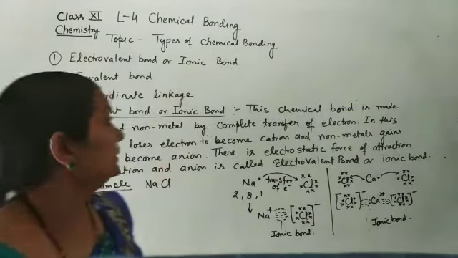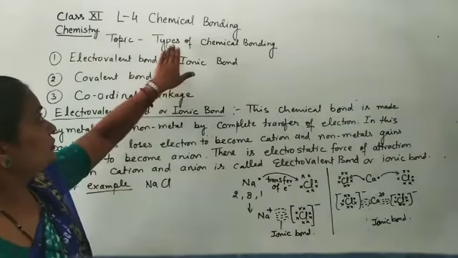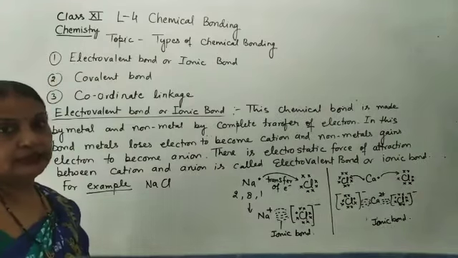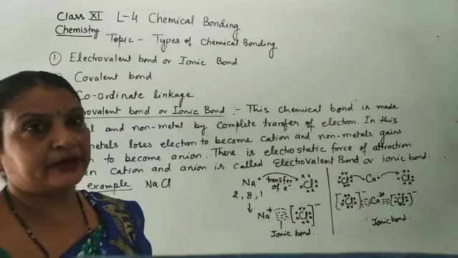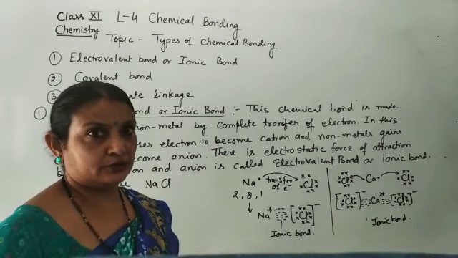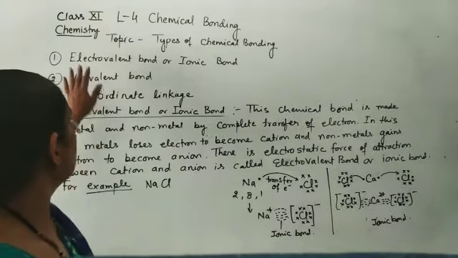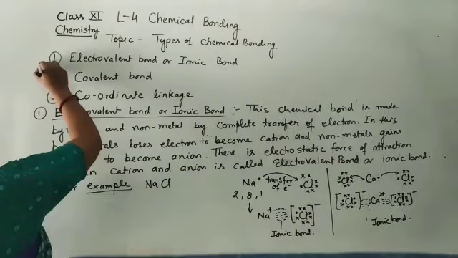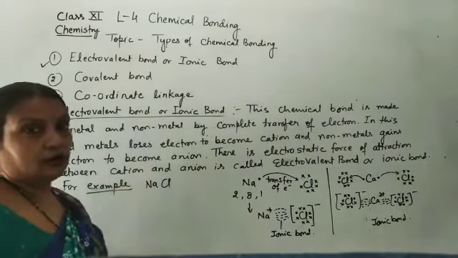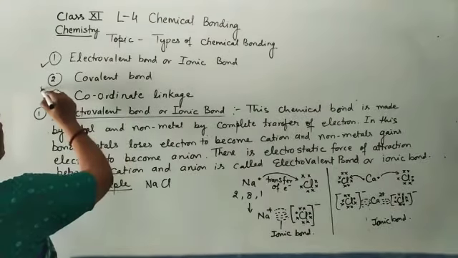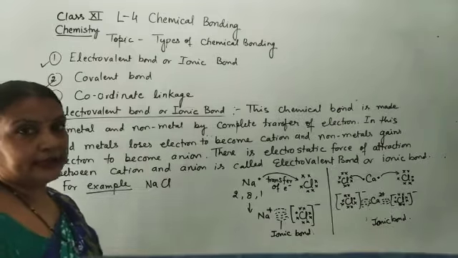Good morning, students. Now I am going to explain to you the types of chemical bond. We have studied that a chemical bond is made by either loss, gain or sharing of electrons. So according to that, there are three types of chemical bond. First is electrovalent bond or ionic bond. Second is covalent bond and third is coordinate linkage.